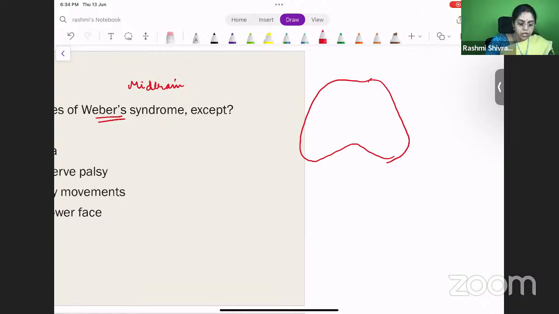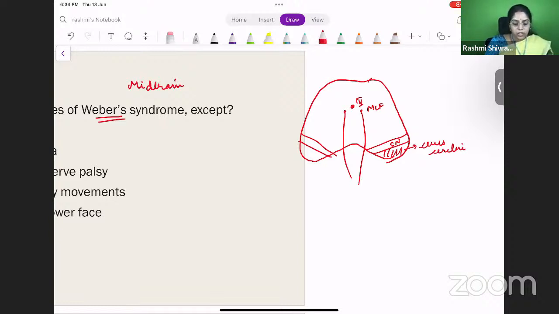So what happens? Here you have the third nerve nucleus, right? And the medial longitudinal fasciculus. The other thing you have is the substantia nigra. And here you have the crus cerebri. I'm telling you the important ones that you need to remember for Weber syndrome. Apart from that, you'll also be having the red nucleus here.